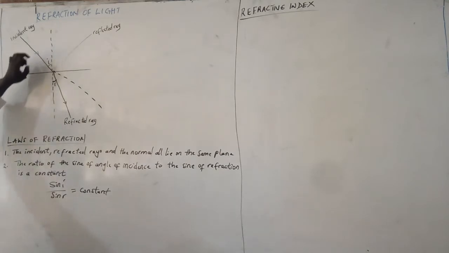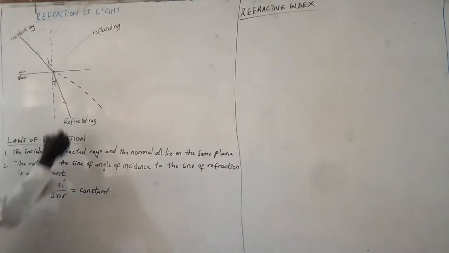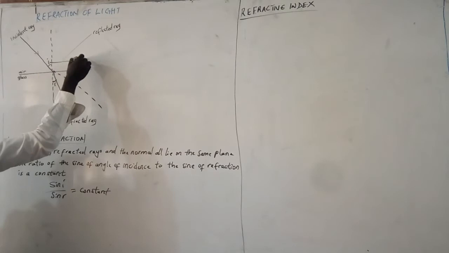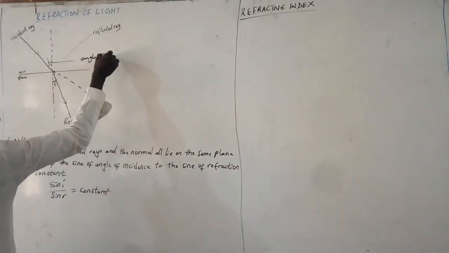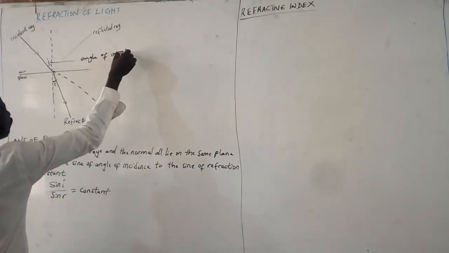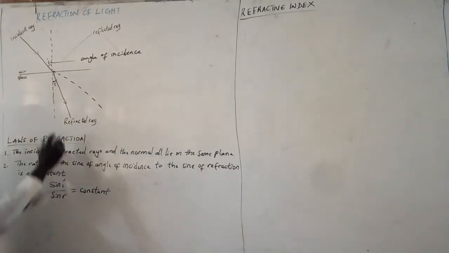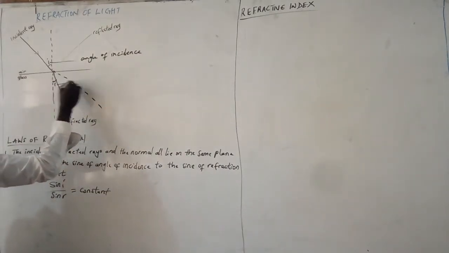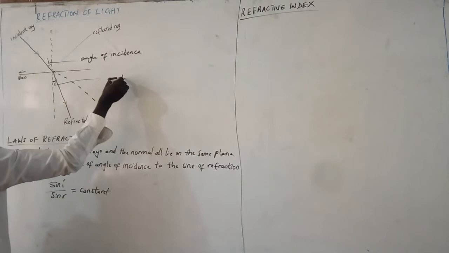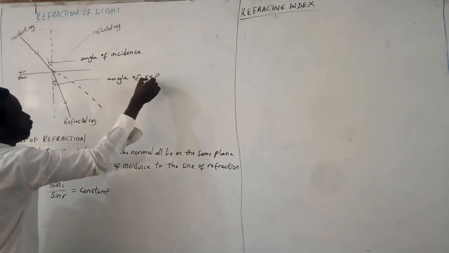So we said this is the incident ray. This I is the angle of incidence. And R is the angle of refraction.